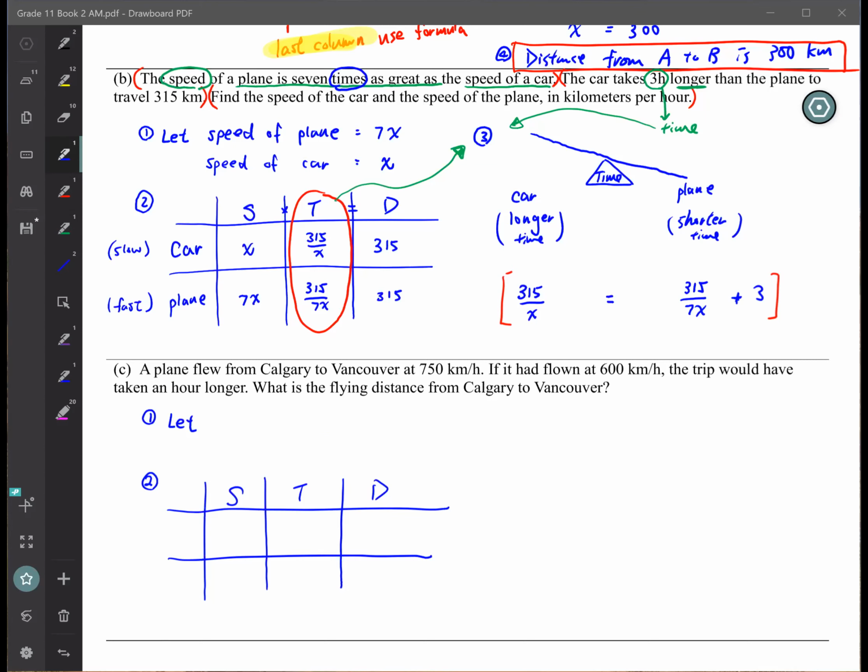Okay, Colin, can you tell us what's your last statement? Let the distance be x. Okay, distance from Calgary to Vancouver, right? Now for the table, what should be the two categories, the two scenarios? Before it was car and plane, but in this question, we don't have a car, right? So what should it be?